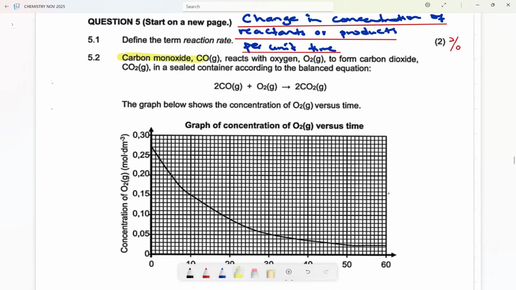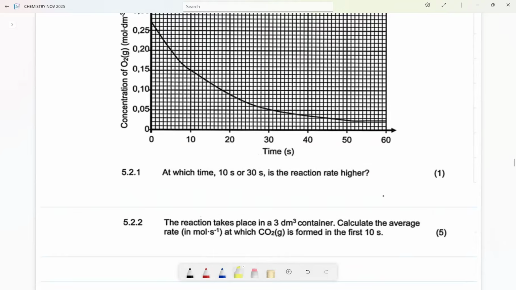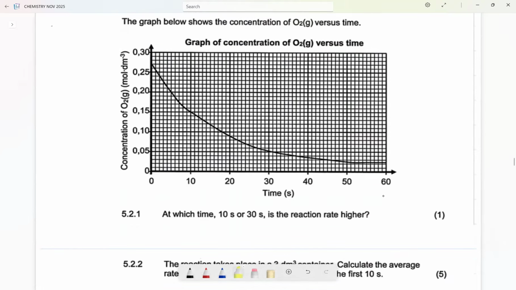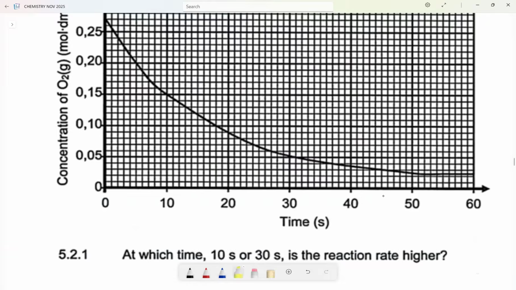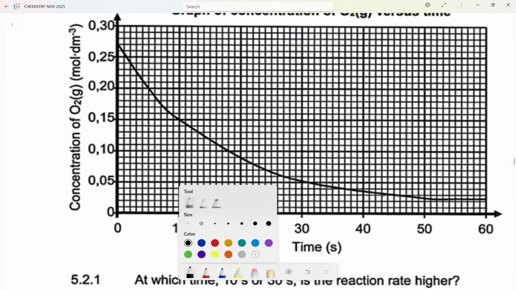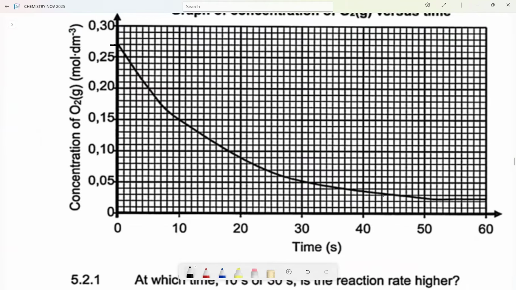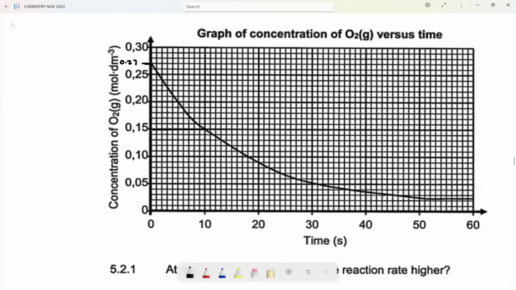5.2, carbon monoxide reacts with oxygen to form carbon dioxide in a sealed container. So here's the balanced reaction. Then the graph below shows the concentration of O2 versus time. The initial concentration, if my reading is correct, is 0.27. And then at 10 seconds, it is 0.15.